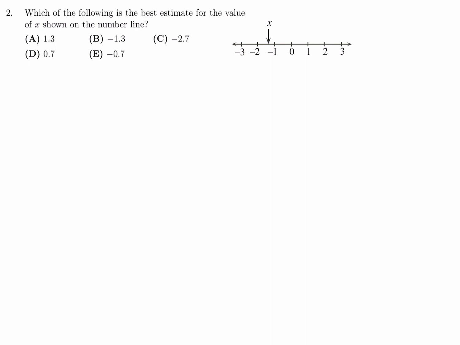Which of the following is the best estimate for the value of x shown on the number line? So this number is obviously between -1 and -2. And of the answer choices, that's not one of them, that's not one of them, that's not one of them, and neither is that. So just by knowing the fact that it's between -1 and -2, we narrow it down to B as the correct choice.